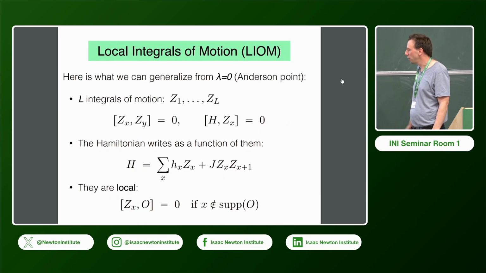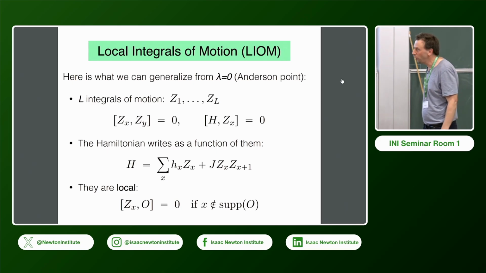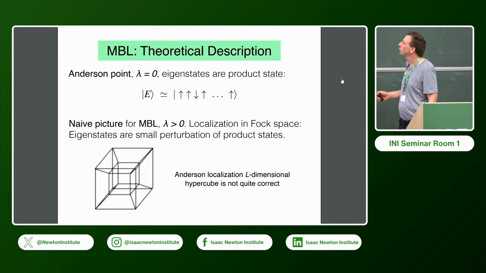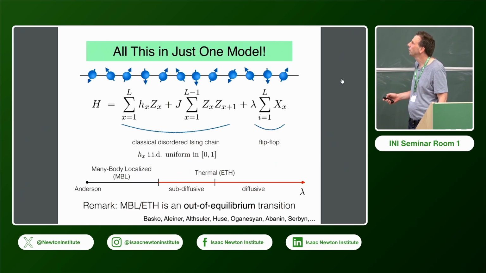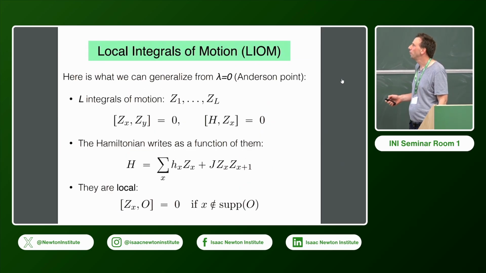And here is the formulation that people have developed. If I go back to lambda equals 0, just to remind you, this is just the purely classical Ising model, right? And what you can notice is that you have L integrals of motion, namely each of those spins. They mutually commute, and they commute with the Hamiltonian, so that you have L conserved quantities. It's an integrable model in that sense.